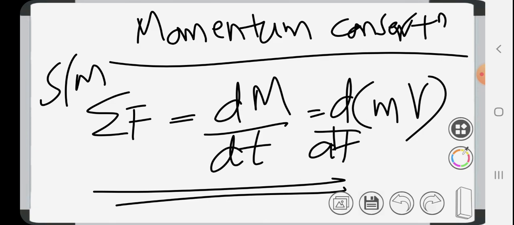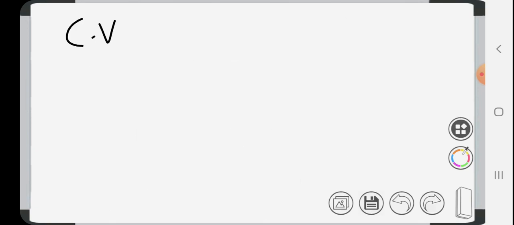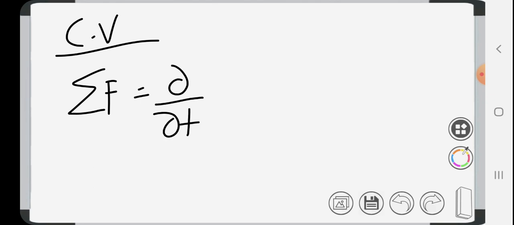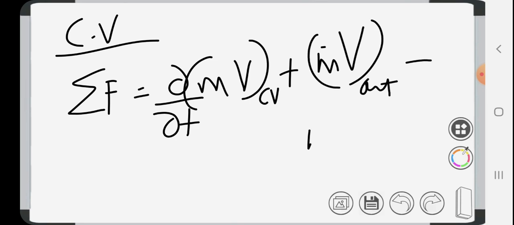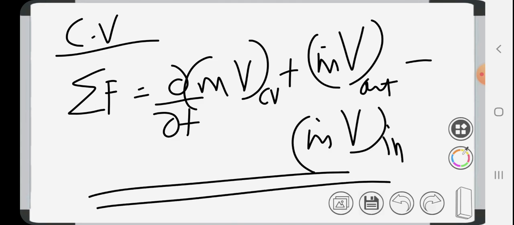In the system approach we can write sigma F equal to d by dt of mass into velocity. For the control volume approach you can write sigma F equal to dou by dou t of mv for CV, plus, since there is a flow of mass inwards and outwards of the control volume, there will be m dot v out minus m dot v in. So this is how we write.